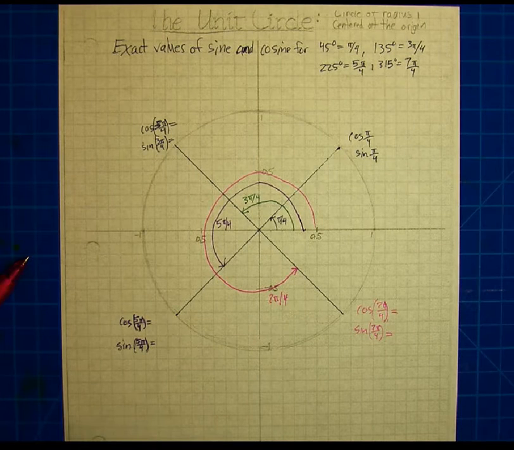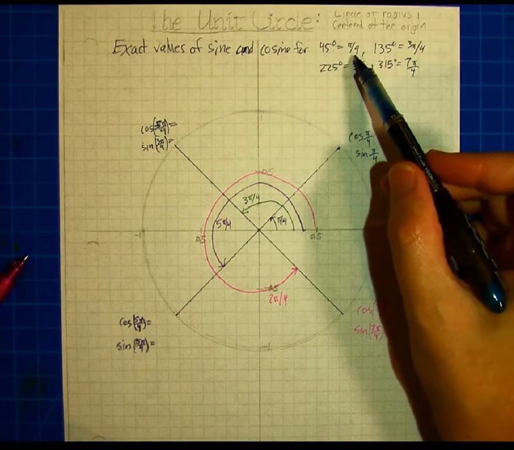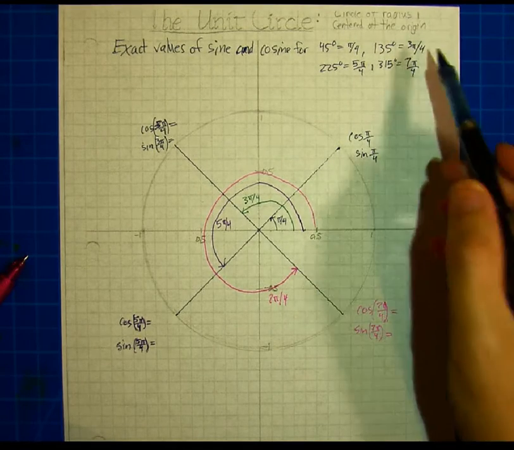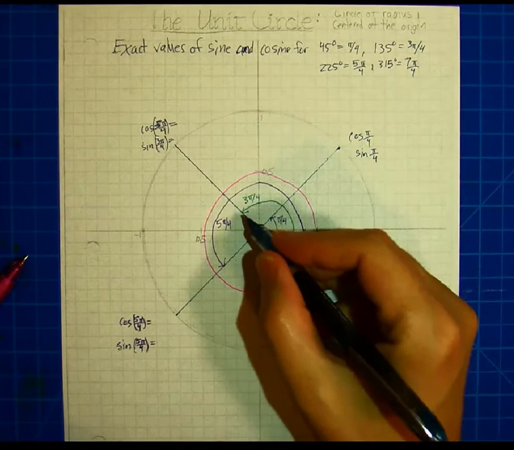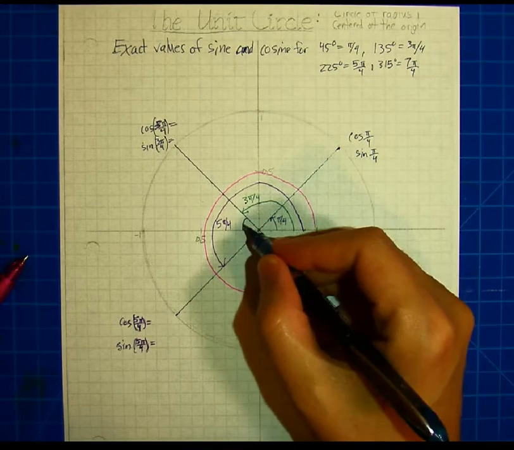Let's find the exact values of some trig functions for these 45-degree reference angles. So the first one is 45 degrees, which is pi over 4. Next was 135 degrees, or 3 pi over 4. Now notice that I just said 45-degree reference angle because the reference angle is the angle it makes with the x-axis between 0 and 90, so that's 45 degrees.